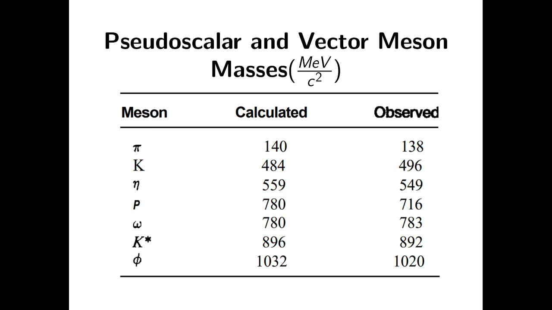So here you can see some of the meson masses for the pseudoscalar and vector mesons. As you can see, the calculated ones are extremely close to the observed ones, although not completely accurate. Okay, next I'll leave it to Ashwin to talk about baryons.